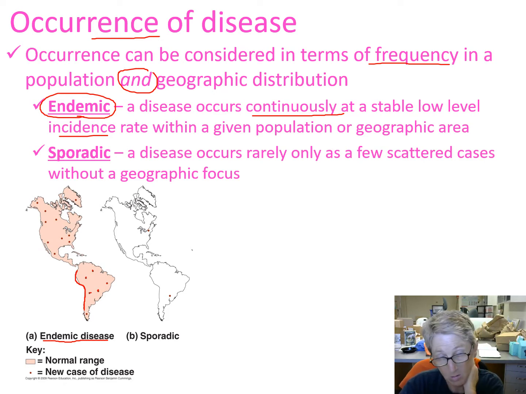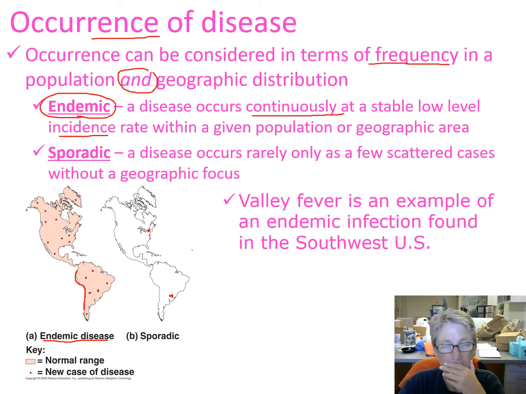Occurrence of a disease can be sporadic, so that's when a disease occurs only rarely. It's got a few scattered cases, doesn't have a geographic focus, so just a few scattered cases here and here. That's a sporadic occurrence of a disease. And an example of an endemic disease or infection in the Southwest is valley fever. We've all heard of that.